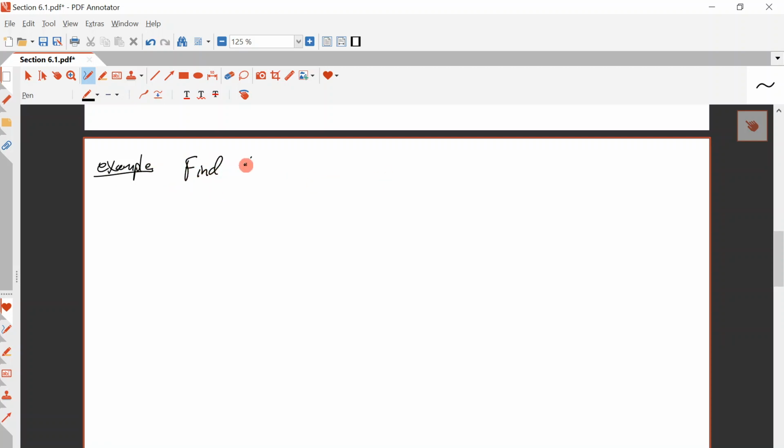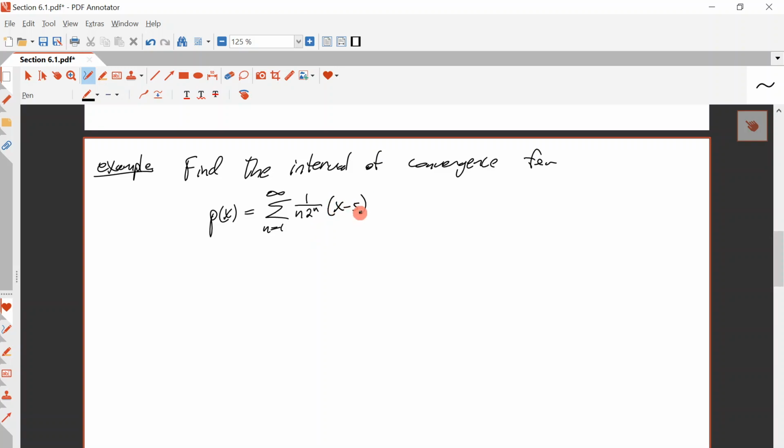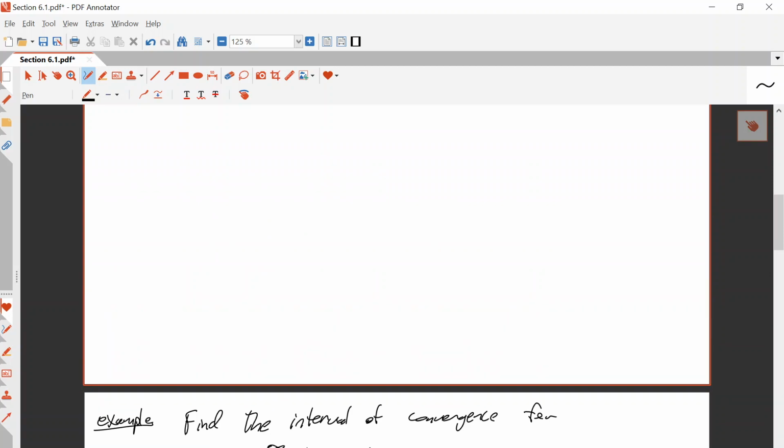So find the interval of convergence for the power series P of x equal to the sum from n equals 1 to infinity of 1 over n 2 to the n, times (x minus 5) to the n. So this is a power series centered at 5. Okay. So one other note before we do that.